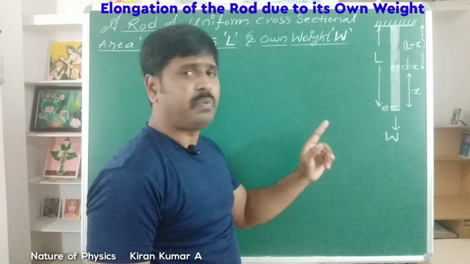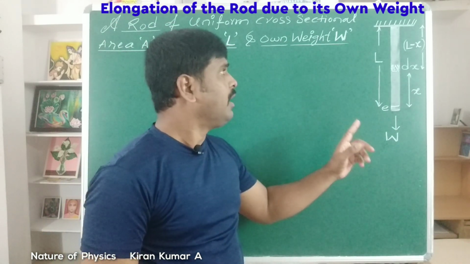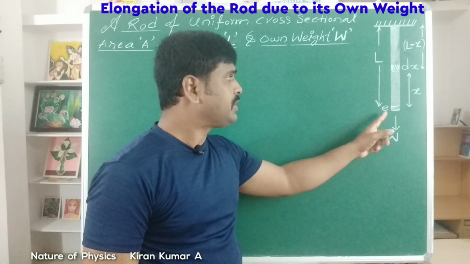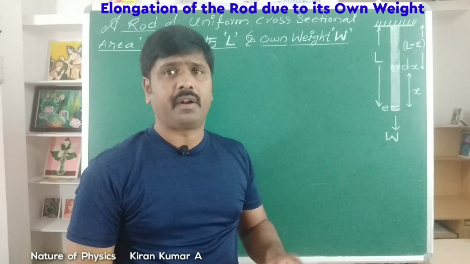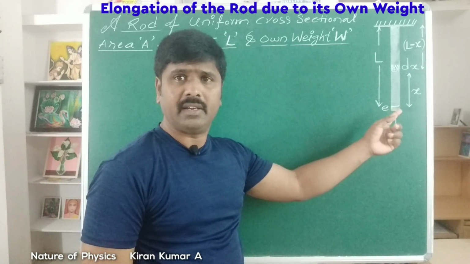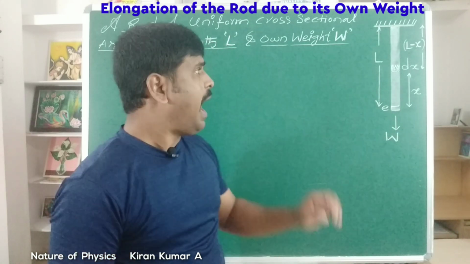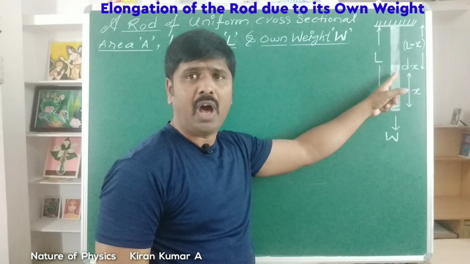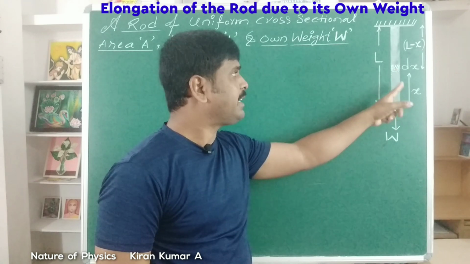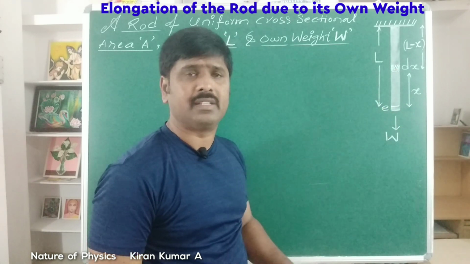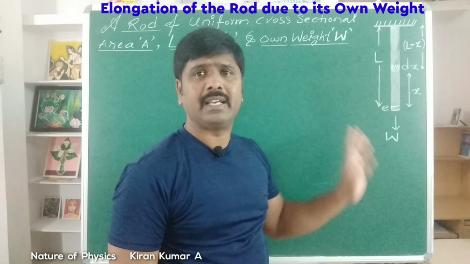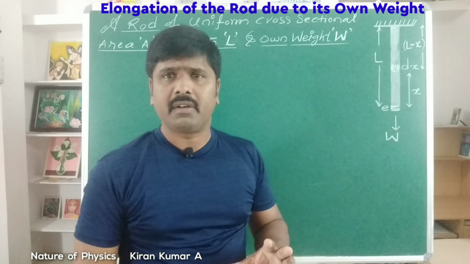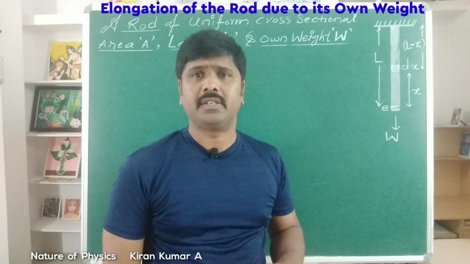Now we want to find the elongation in the rod. The elongation is different along the rod. There is more elongation at the free end of the rod because of the weight acting there. For the derivation of elongation, consider a small element dx at a distance x from the free end, and the remaining distance is L minus x. Here L is the length of the rod, and E is the small elongation due to its own weight.